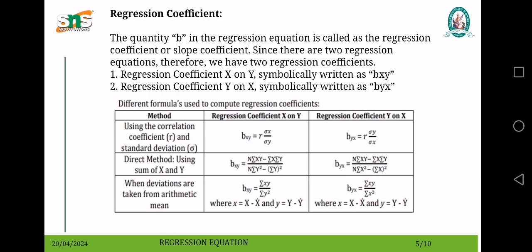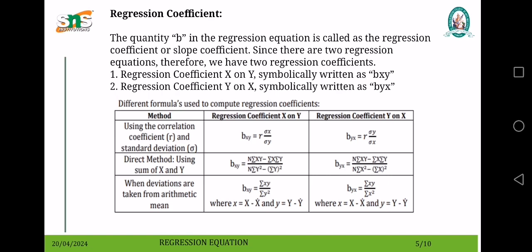Direct method using sums of x and y: bxy is equal to n into summation of xy minus summation of x into summation of y, divided by n into summation of y square minus summation of y the whole square. The regression coefficient of y on x, byx, is equal to n into summation of xy minus summation of x into summation of y, divided by n into summation of x square minus summation of x the whole square.